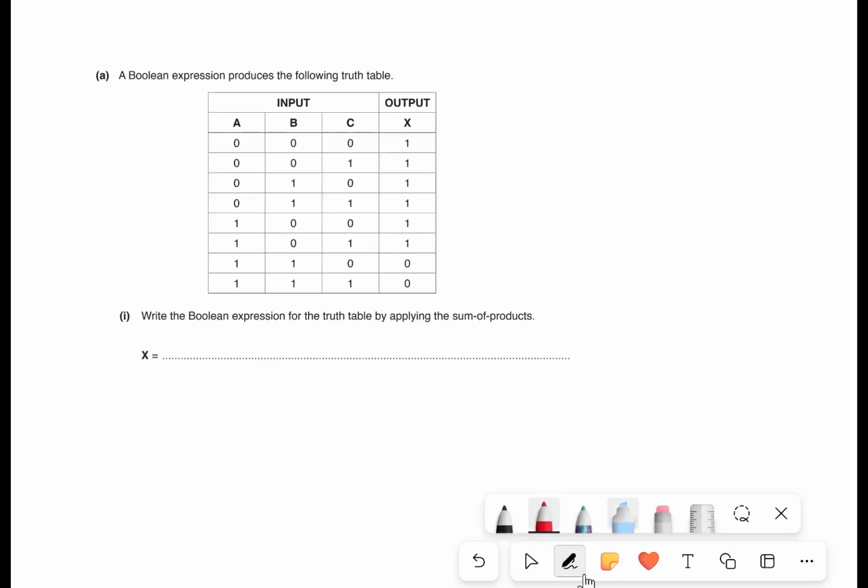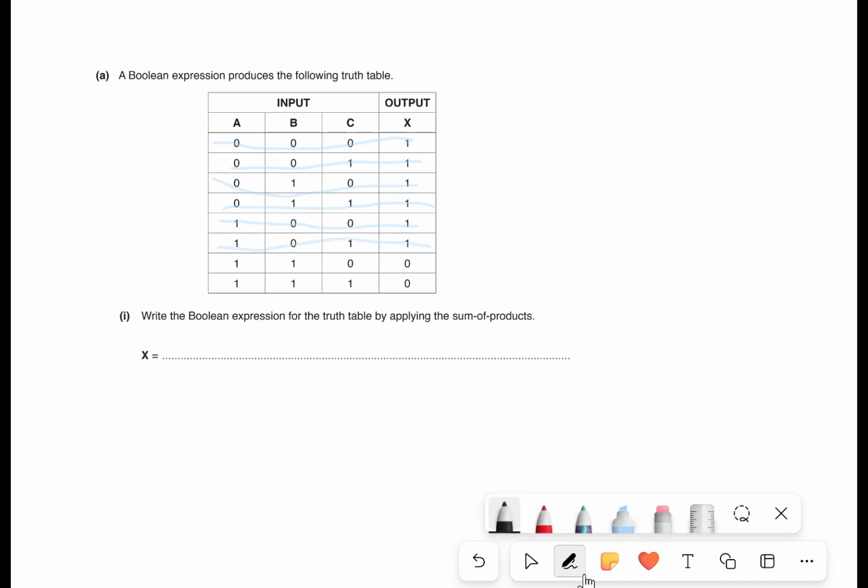Okay, so pause the video, give this question a go yourself first. We need to find the sum of products. Okay, so I'm hoping you're giving it a go yourself first. What I'm going to do is identify every single output with a 1 for row. So that one, that one, that one, that one. So we're doing all the products here.